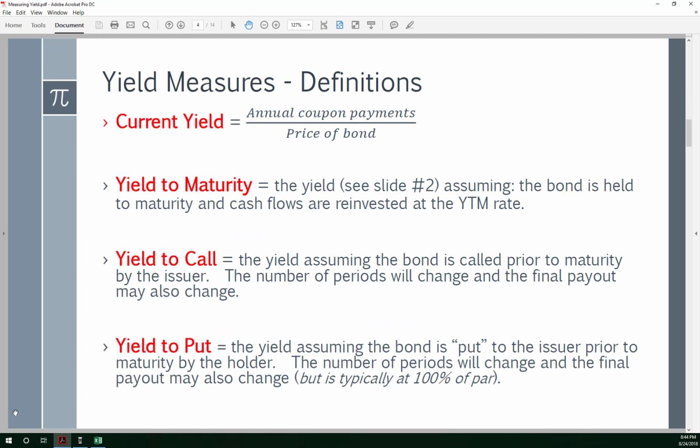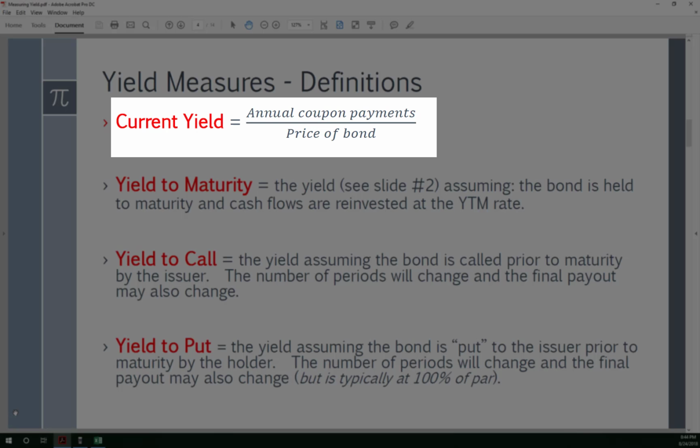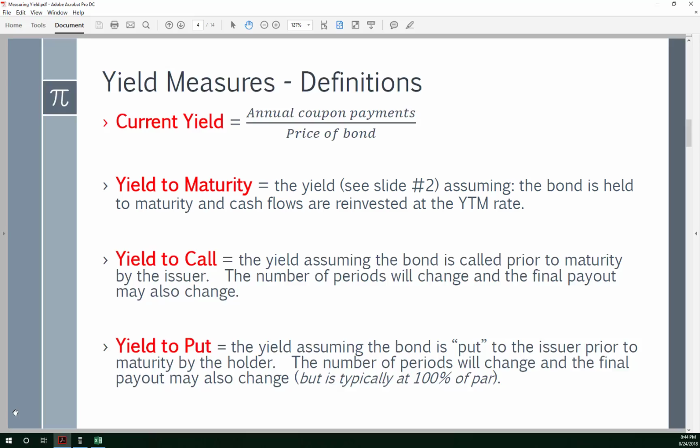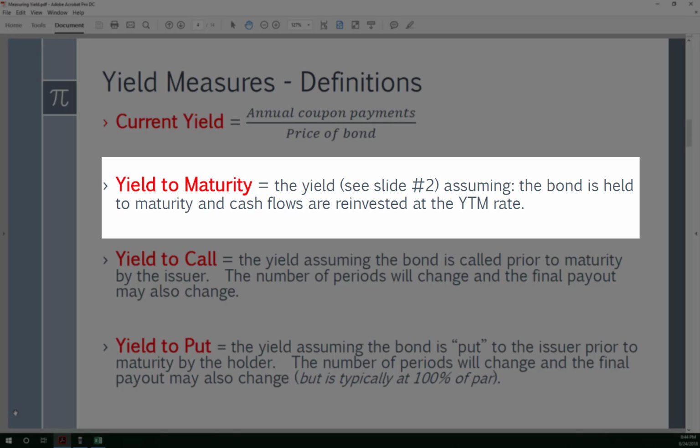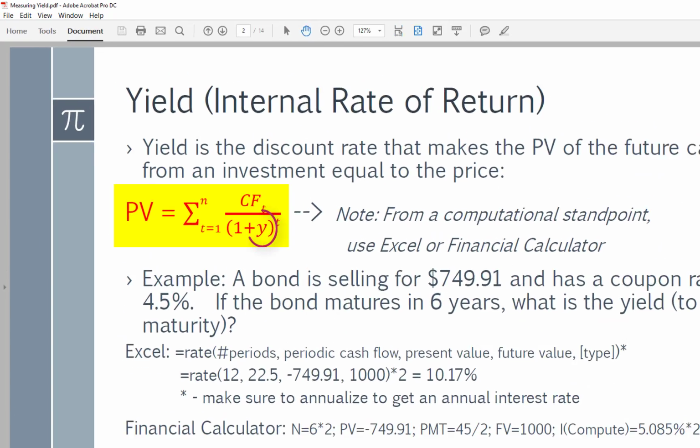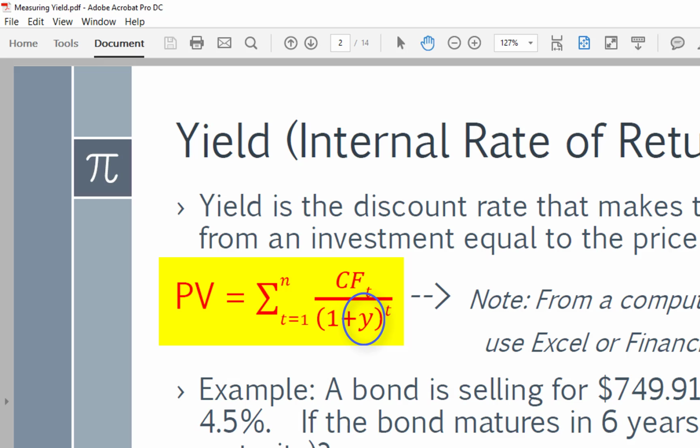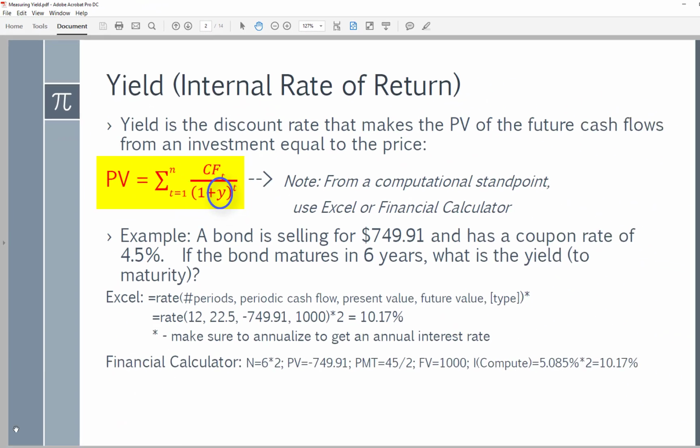And we've got a few different definitions that we need to be aware of, different ways to measure yield. So there's first the current yield, and that's simply equal to the annual coupon payments divided by the price of the bond. So that's one measure of yield that investors frequently look at. Probably the most common one is the yield to maturity. And that is the yield, if we look back at slide 2 here, that's the Y up here.